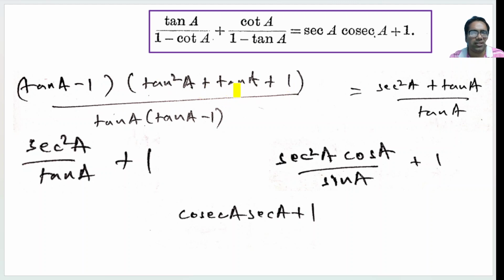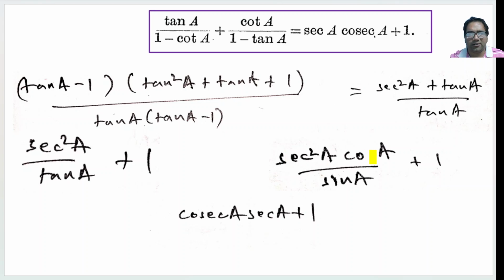What is tan square A plus 1? It is secant square A. So this becomes secant square A plus tan A by tan A. We are almost there, just that this tan A we have to remove. Then what do we do? Let's open this: secant square A by tan A plus tan A by tan A, which is 1. What is secant square A by tan A? Secant square into cos A by sin A, since tan A is sin A by cos A. Sin will come in the denominator, cos will come in the numerator. Plus tan A by tan A is anyway 1.